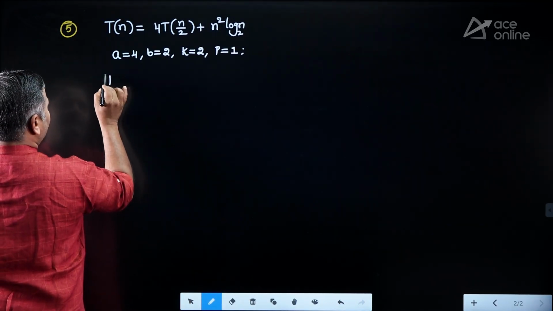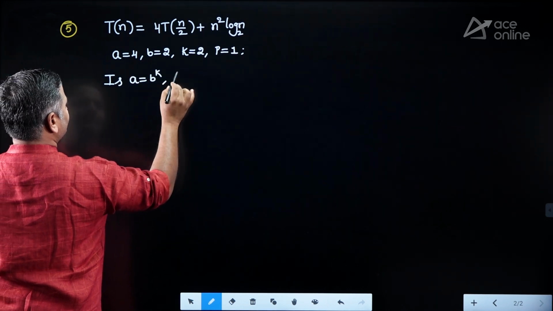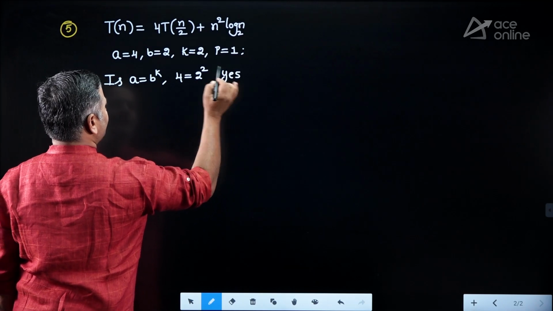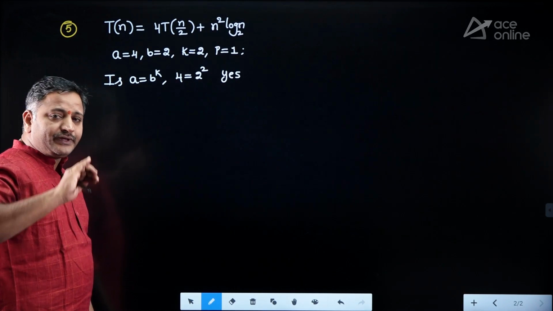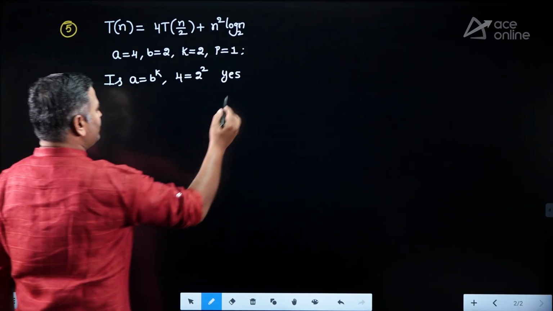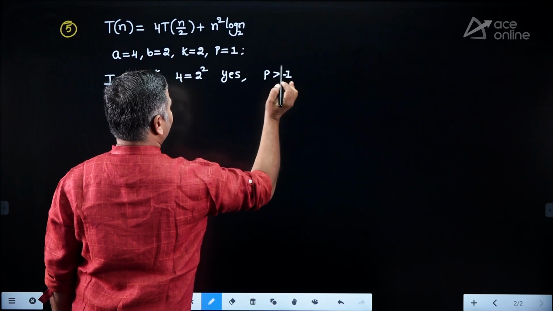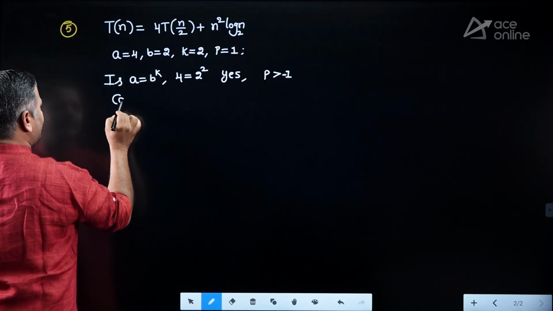Right, verify whether a is equal to b power k or not. 4 is equal to 2 power 2. Yes, the condition a equals b power k is satisfied. Then it belongs to case 2. But under case 2 again we have 3 sub cases, right? So p equals 1, which is greater than minus 1. The p value is greater than minus 1. Therefore, it belongs to the first bit of case 2.